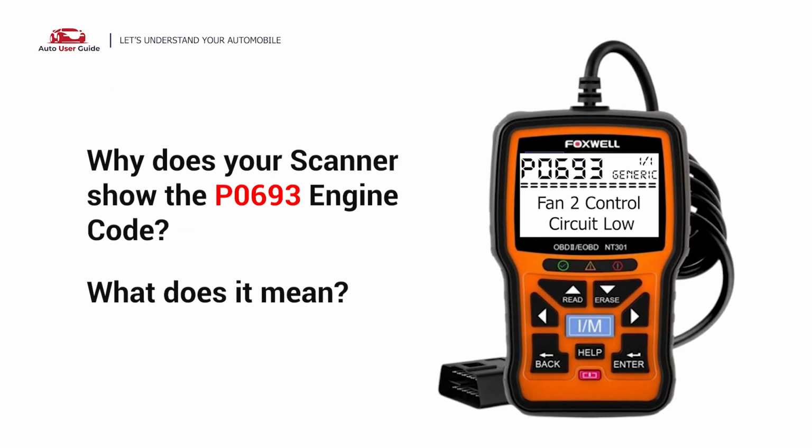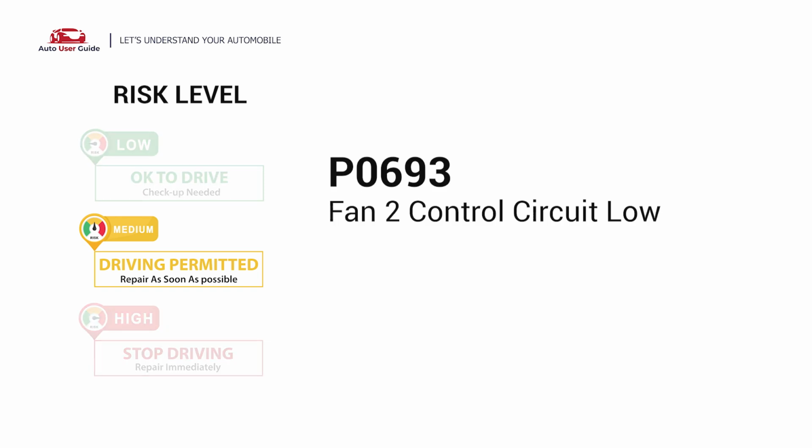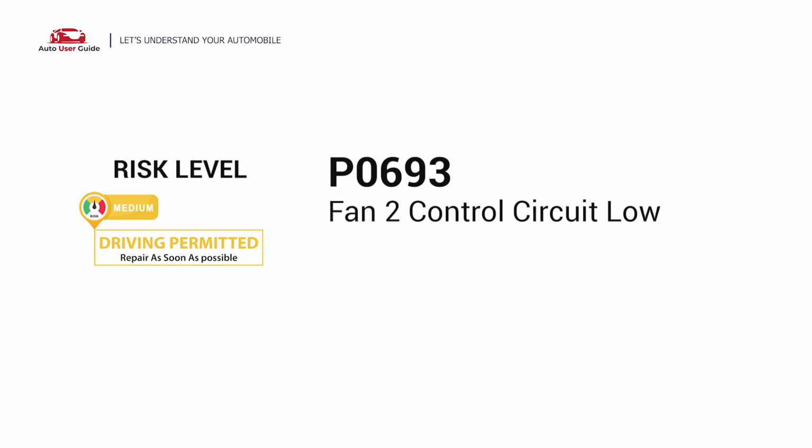Why does your scanner show the P0693 engine code? What does it mean? P0693 is a diagnostic trouble code for Fan 2 control circuit low.